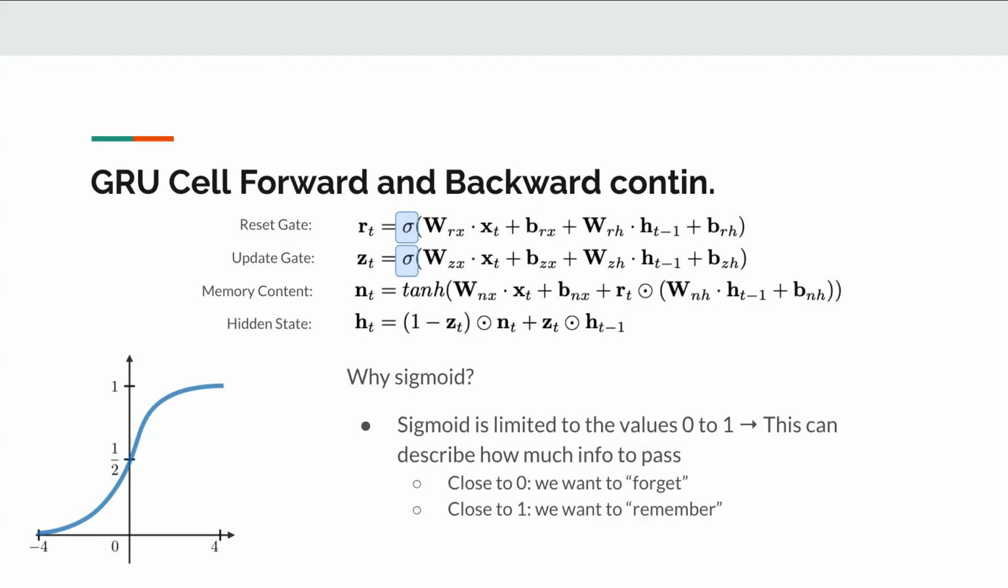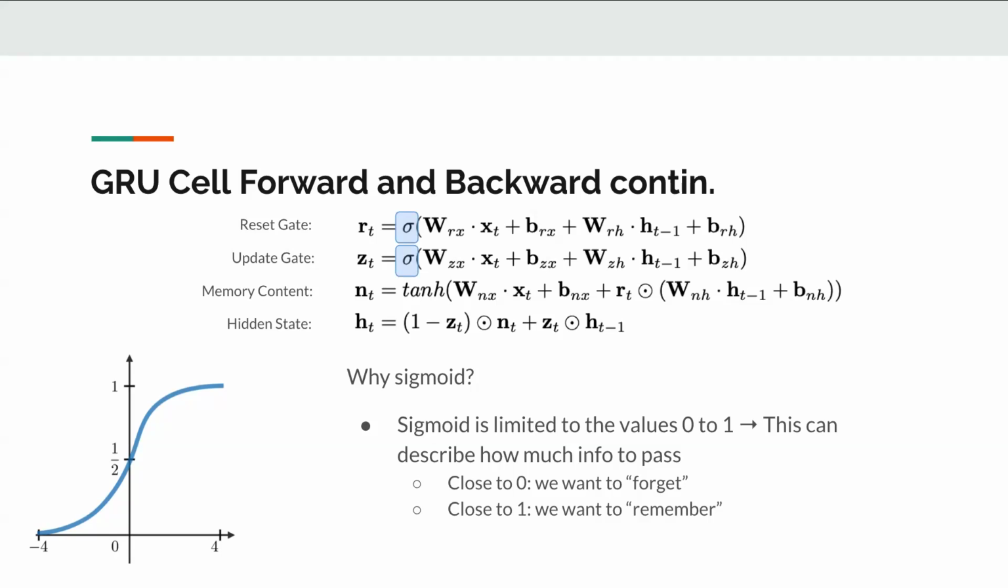And then the update gate does basically the same thing. The only difference between these two is that we have different weights used to multiply the inputs and the hidden states. The reset gate has its own set of weights, and the update gate has its own set of weights.